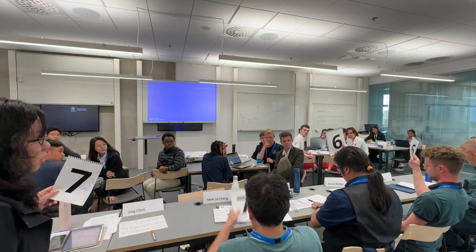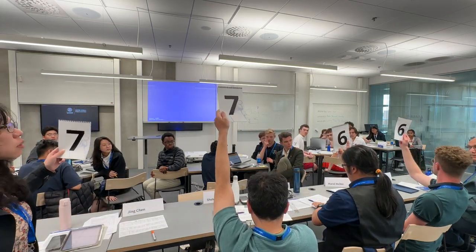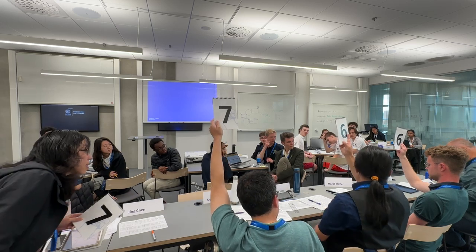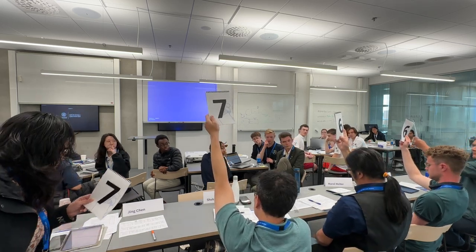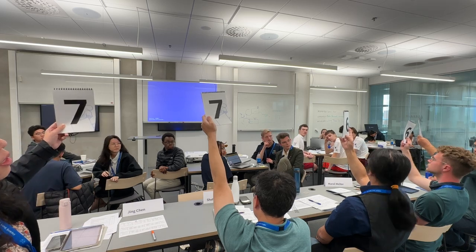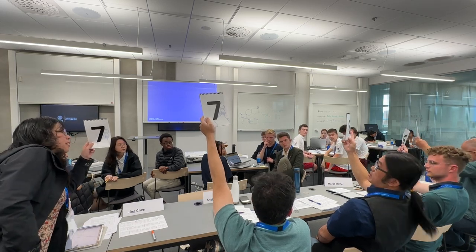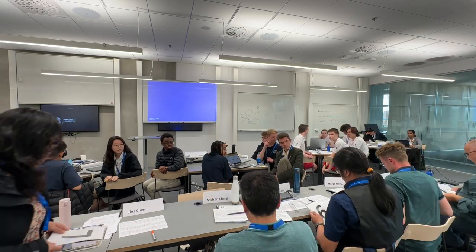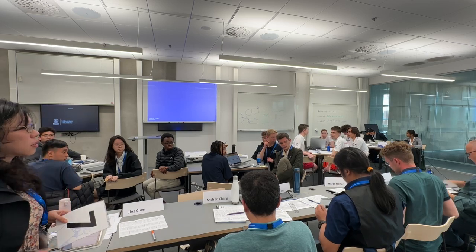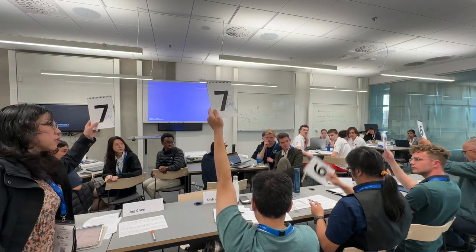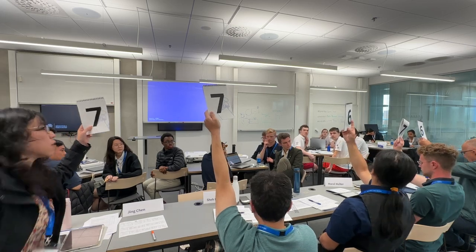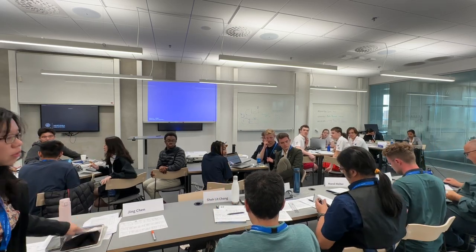Again, for the opponent. It's 7, 7, 6, 6 and 7. And for the reviewer, it's 7, 7, 6, 7 and 6. Okay.